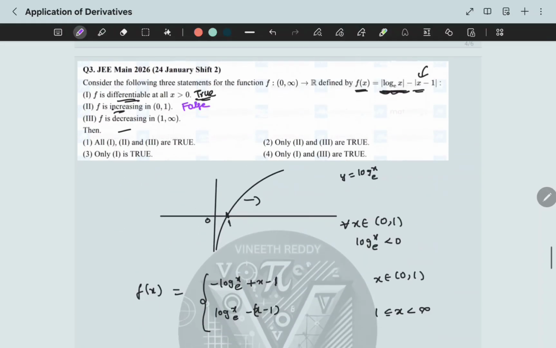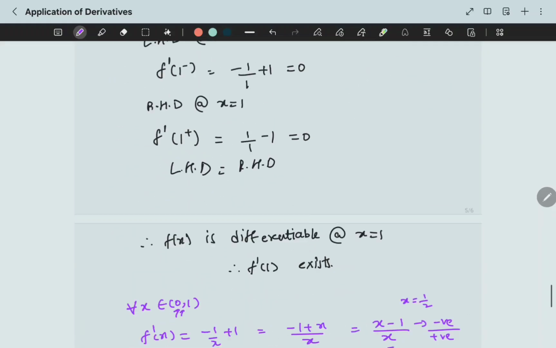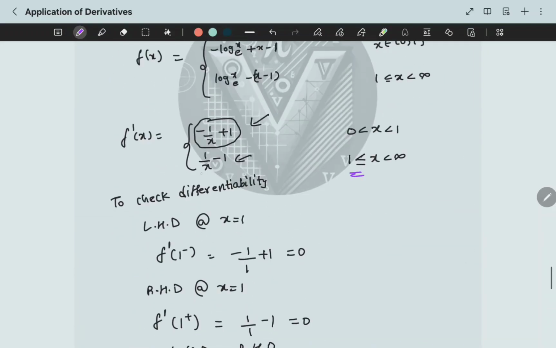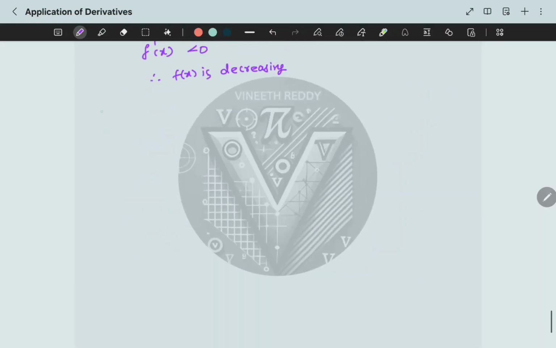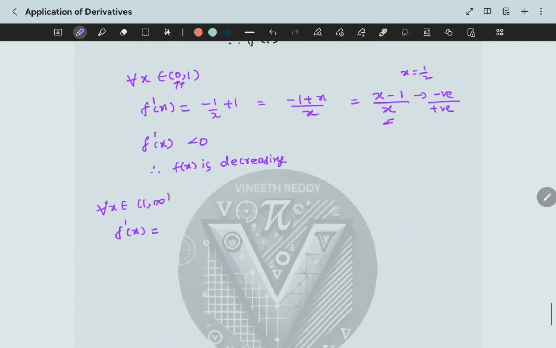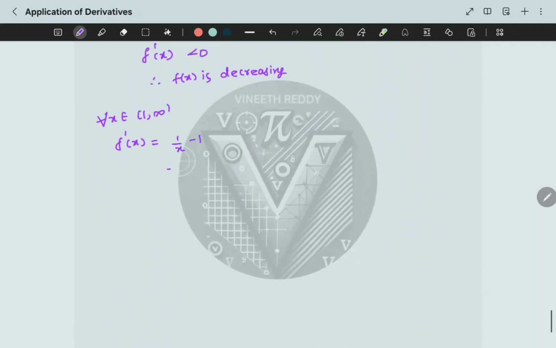And what is the third statement? F is decreasing in 1 to infinity. Okay, 1 to infinity, we will be taking this function, f dash of x equals 1 by x minus 1, that means 1 minus x by x. You take any value of x belonging in this interval. Even if you take x as 1.1, 1 minus 1.1 will be negative. So therefore f dash of x is less than 0. Again f of x is decreasing here.